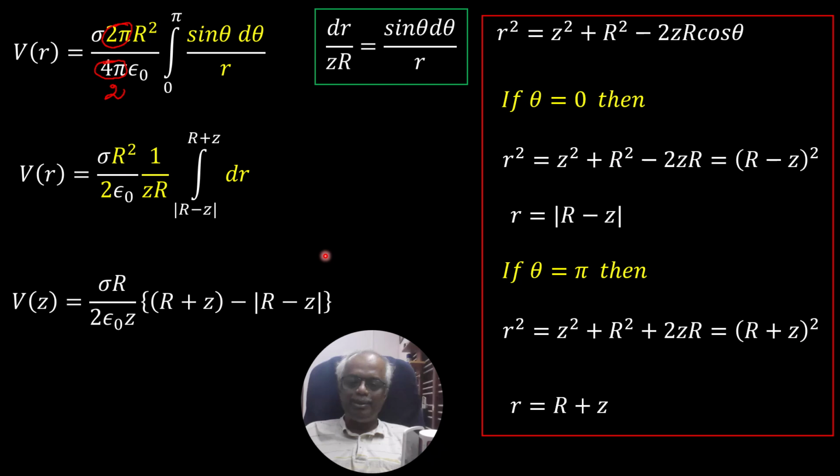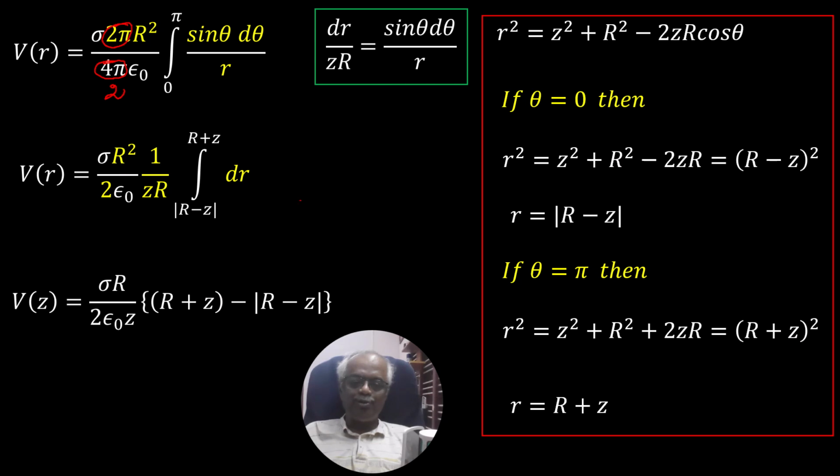What about the upper limit? Upper limit, here it is pi. If theta is pi, then this cos pi is equal to minus 1. So minus of minus will become plus. So small r squared is equal to z squared plus r squared plus 2zr, which can be written as r plus z whole square. So that means r is equal to r plus z because we are taking square root. Now I have changed the lower limit and upper limit.